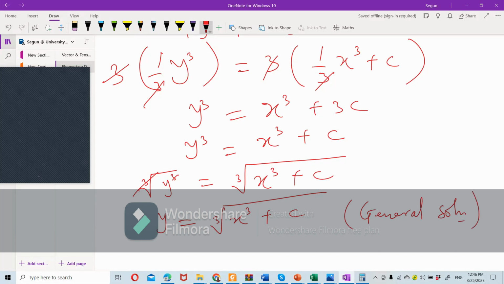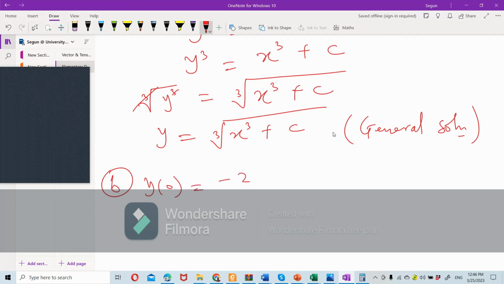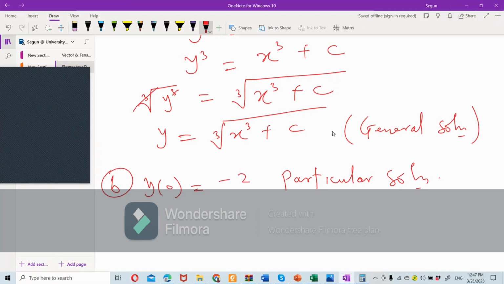General solution. Now, part 2 says our B is equal to y of 0, equal to minus 2. That is our particular solution. So it simply means y of 0, the initial state: at x equals 0, y equals minus 2.